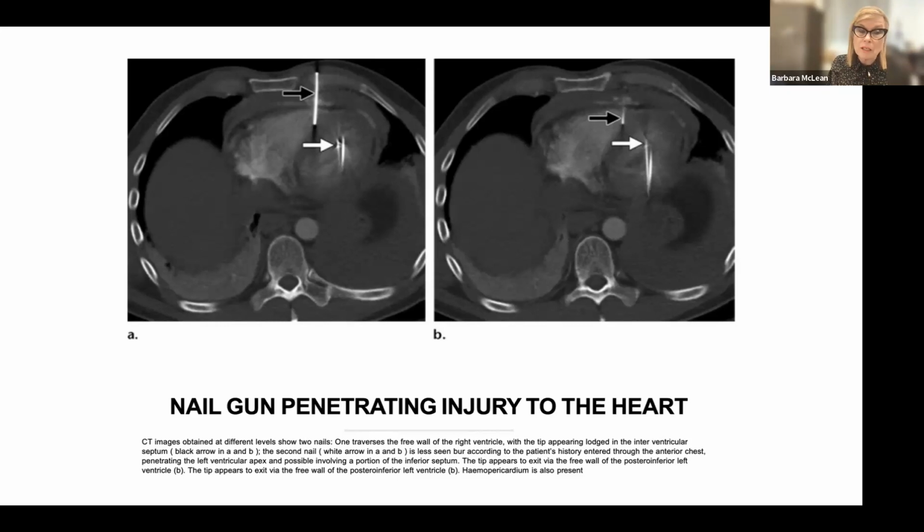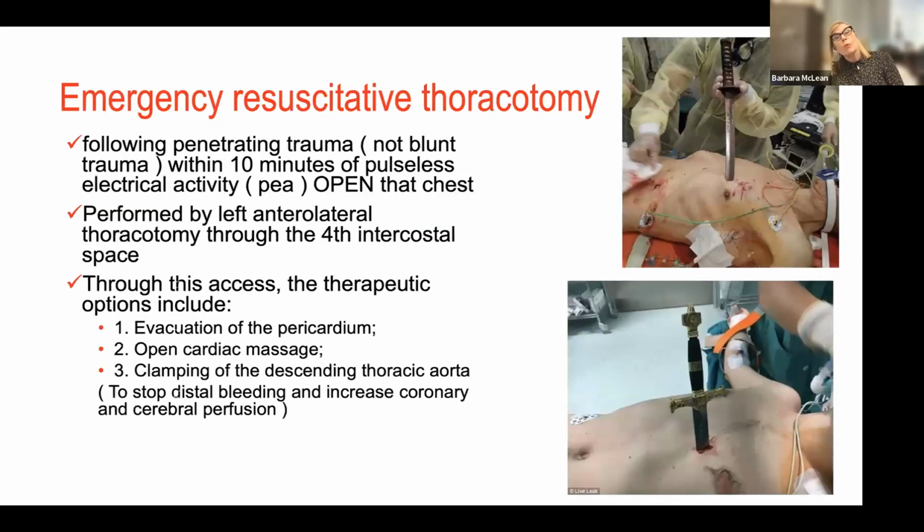Here, you've got to have an ED doc or a trauma surgeon or a cardiac surgeon who is comfortable with opening the chest. What they want to do is an emergency resuscitative thoracotomy, following blunt injury with tamponade or penetrating injury when you have a cardiac arrest. So again, you come into the ED, you have a penetrating injury, or a blunt injury with cardiac tamponade, not just a standard blunt injury. Within 10 minutes of a PEA arrest, you're going to open that chest.